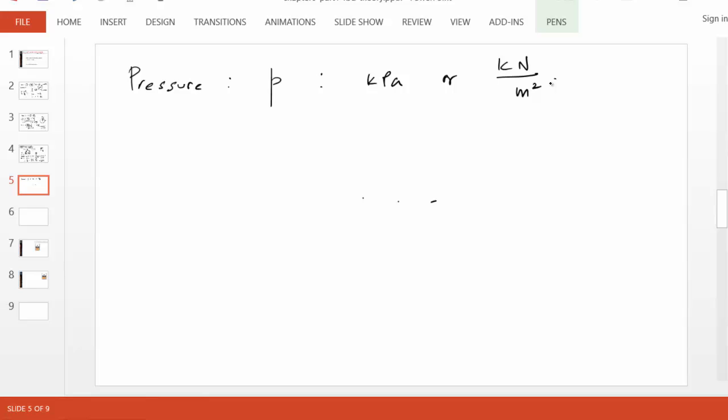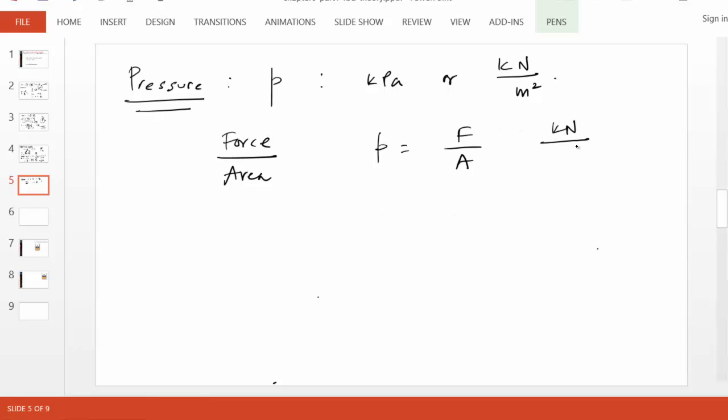Well, what is pressure? Pressure is basically force per unit area, force divided by area. So P is force per unit area, as simple as that. So the unit of pressure will be what? If force is in kilonewton and area is in meter square, that's called kilopascal. As simple as that. So let's understand what is pressure and force together.